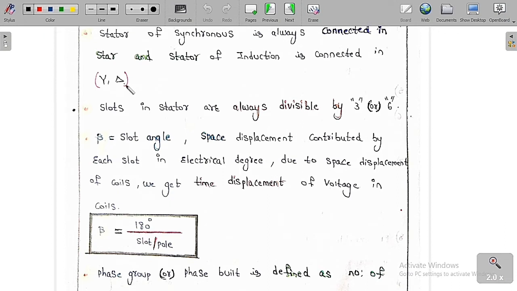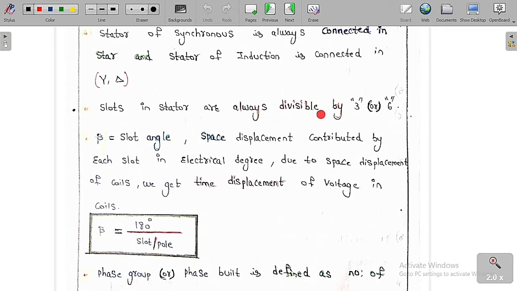Based on the application, we are going to change it. The stator of a synchronous machine is always connected in star fashion, whereas the stator of the induction machine can be connected either in star or in delta.